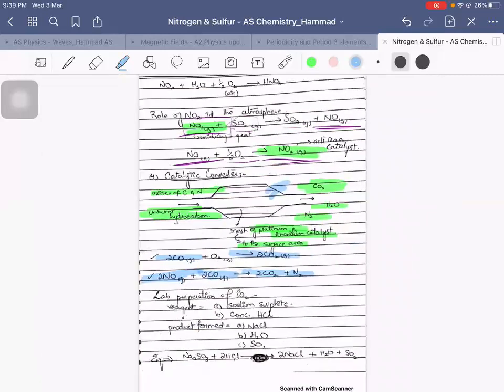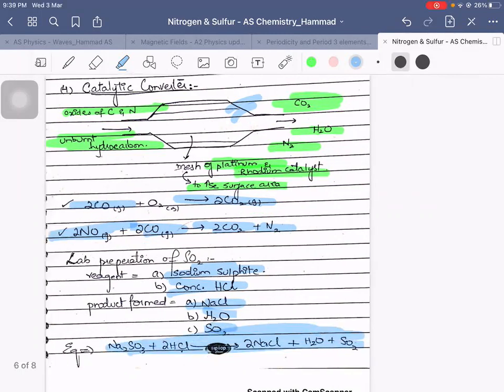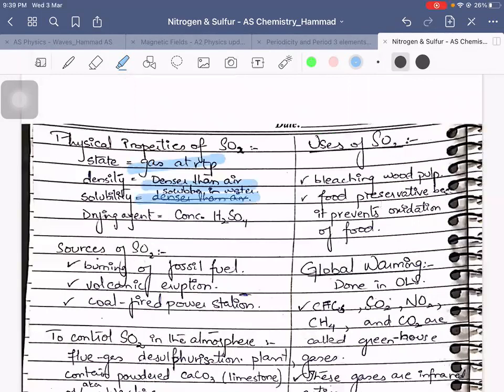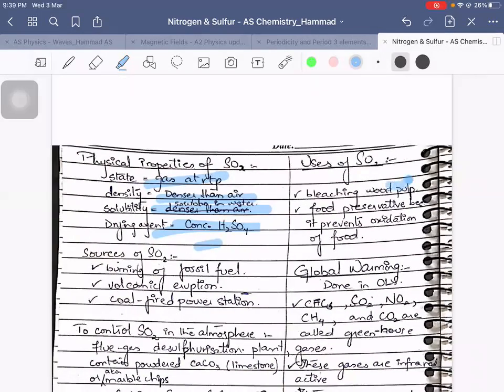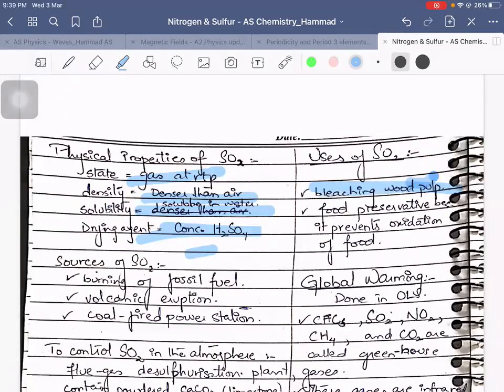Moving forward, lab preparation of SO2. You use sodium sulfite and concentrated HCl. Your products are NaCl, H2O, and SO2. Somewhat like this. SO2 is a gas at RTP, denser than air. It is soluble in water and is dried using concentrated H2SO4 as a drying agent. Its uses involved, it is used to bleach wood pulp and then used to make paper. It is used as a food preservative because it prevents oxidation of food.